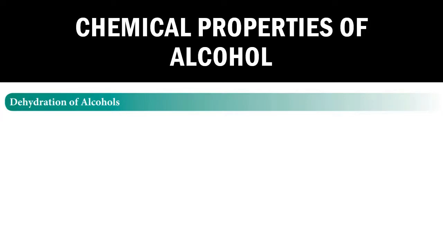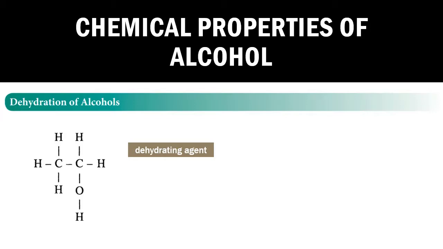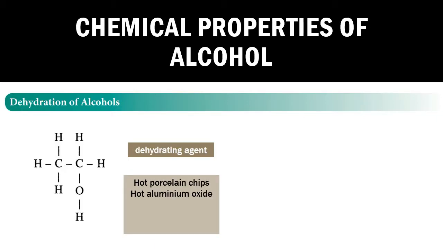Okay, in dehydration reaction, okay, the alcohol will added with dehydrating agent. Maksudnya agent or chemicals yang mengeluarkan water from the molecules. Okay, so antara contoh dehydrating agent yang we can use in this reaction is hot porcelain chips, hot aluminium oxide, hot alumina, or hot concentrated sulfuric acid. Bukan guna semua, either one of these agent.